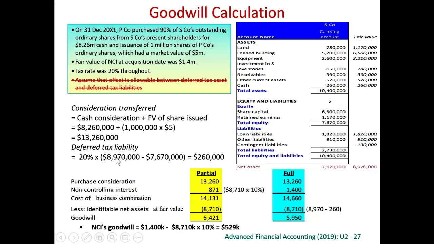Higher fair value will attract deferred tax liability. So the fair value now is 8.97, book value 7.67. Increase in fair value attracts a 20% deferred tax. So the deferred tax liability should be 226,000. Therefore, 8.97 million is the fair value of the net asset. After deferred tax liability, this is 8.71 million. So what we pay minus what we get is goodwill.